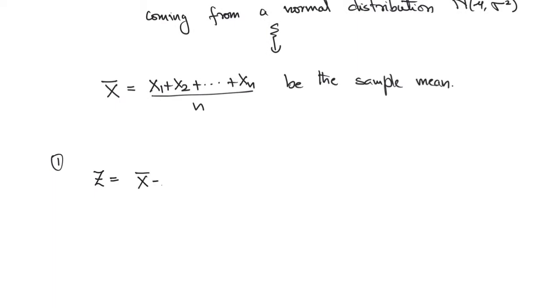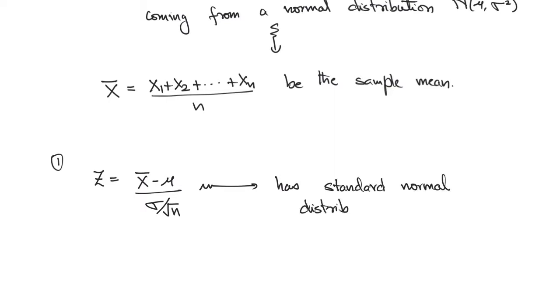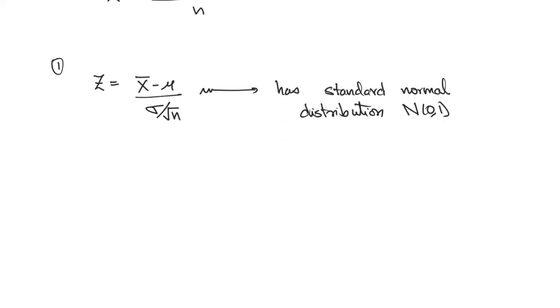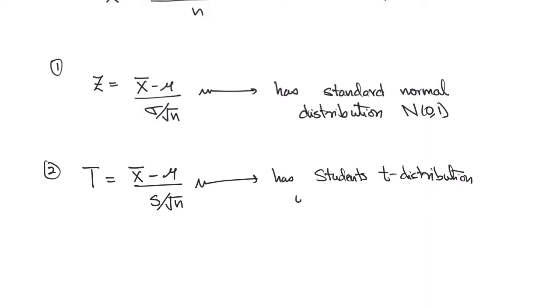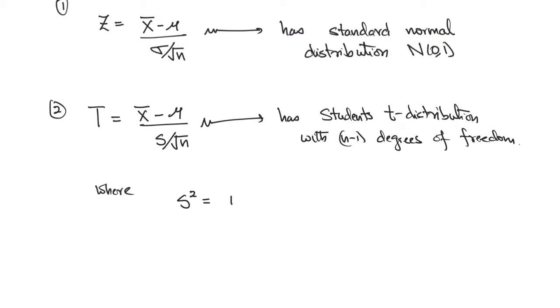And given the sample mean, we have the following statistic, the z statistic, which has the standard normal distribution. And we also have the t statistic, which is given by x bar minus mu divided by the sample standard deviation s divided by square root of n. This has the student's t distribution with n minus 1 degrees of freedom. Just to remind you, s squared is the sample variance, and it is given by 1 over n minus 1 times the sum of the squared individual deviations from the sample mean.